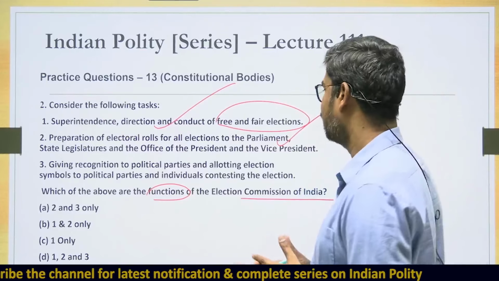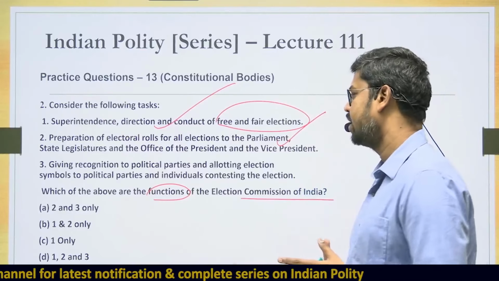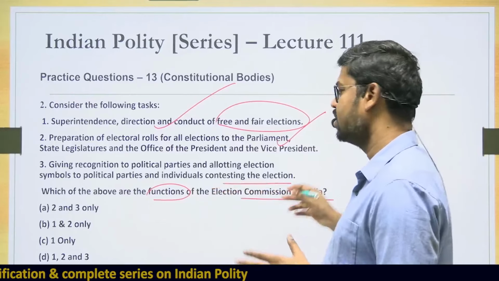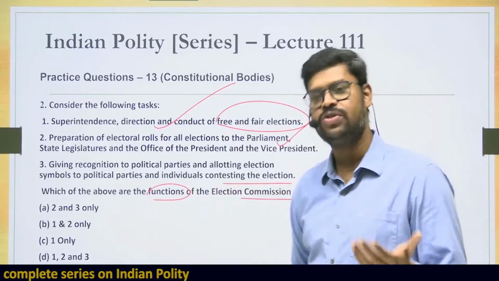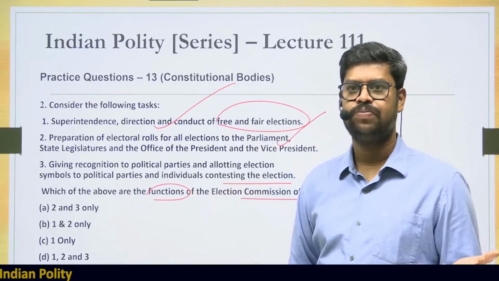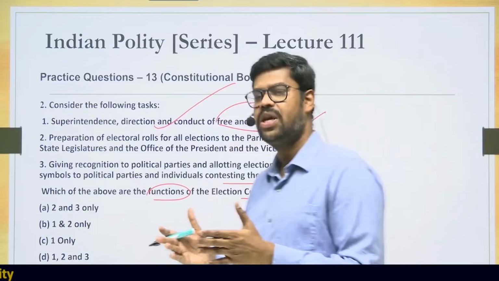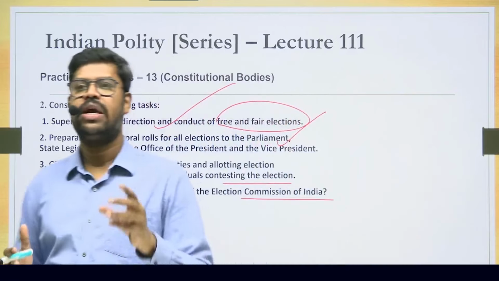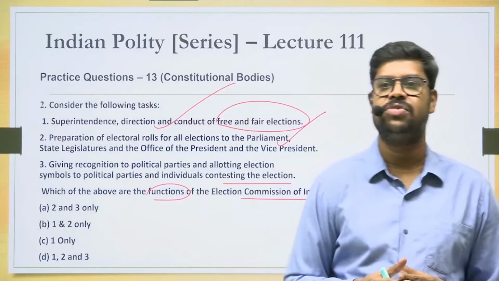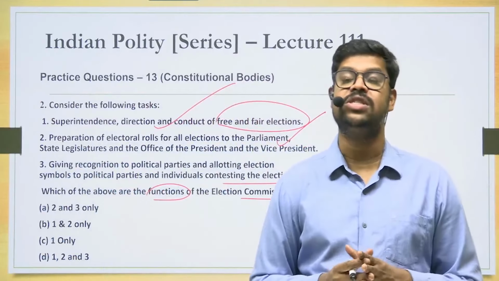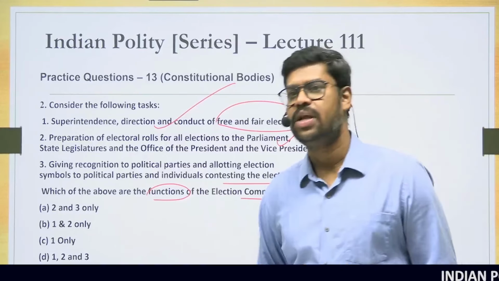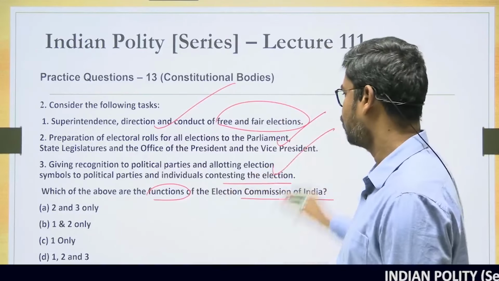Giving recognition to the political parties, allotting election symbols to the political parties and individuals contesting the election. Is it a function of the Election Commission? Of course, it is also a function as per the Representation of People Act 1951. It is the Election Commission of India which has to allocate symbols, resolve disputes related to the allocation of symbols, and register the political parties. So, all these things are done by the Election Commission of India. So, this is also true.